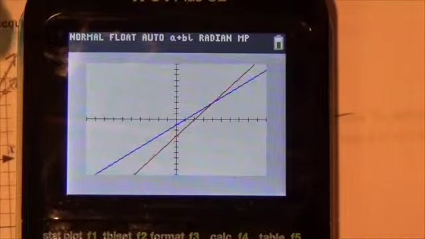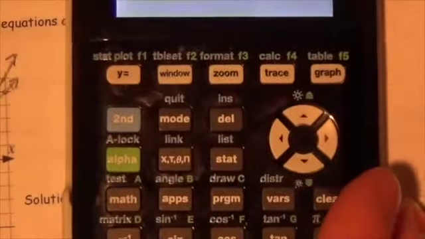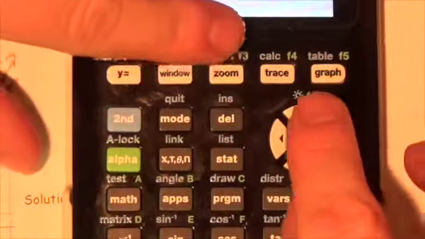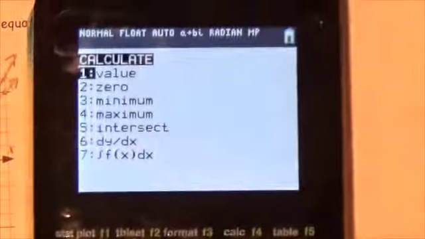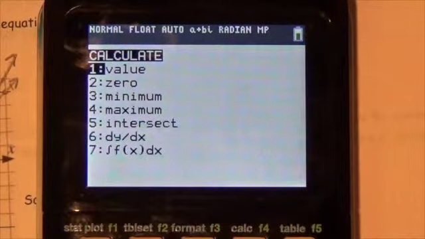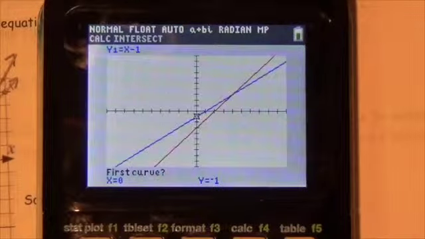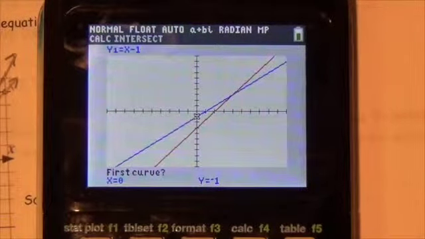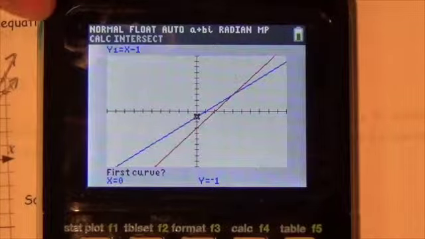Okay, so there's the second line. So now let's talk about how you find the point of intersection again. We press second, trace, to access the calc menu right there. Once we do that, we're into this screen, and the option that we want is intersect. So number 5. Number 5 basically drops the cursor on the first equation that it finds, so y1. Is that the first equation?